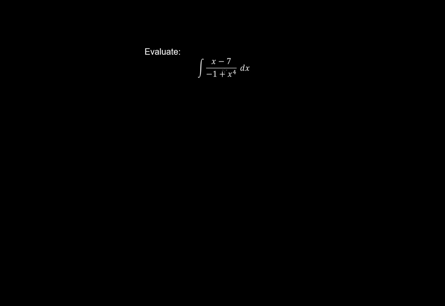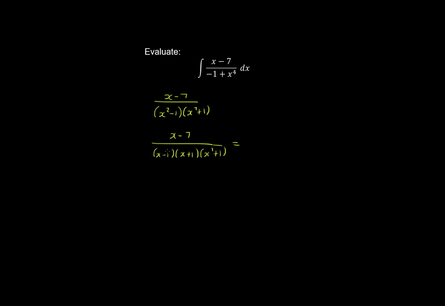Let's evaluate this integral. So the degree of the polynomial in the numerator is lower than that in the denominator, but we need to factorize the denominator to use partial fractions. So to do that, we'll use the difference of squares. So x squared minus 1 by x squared plus 1. And we can further factorize the first factor. So what we have is x minus 1 by x plus 1 by x squared plus 1.